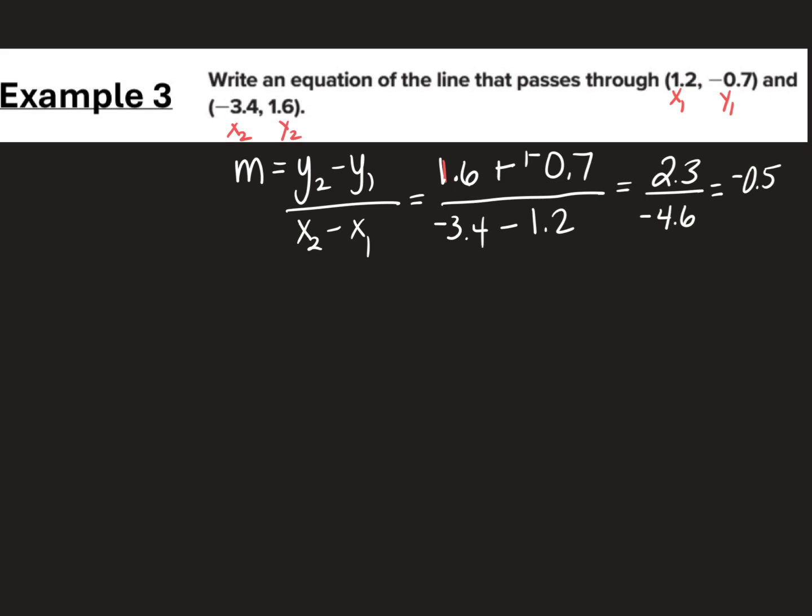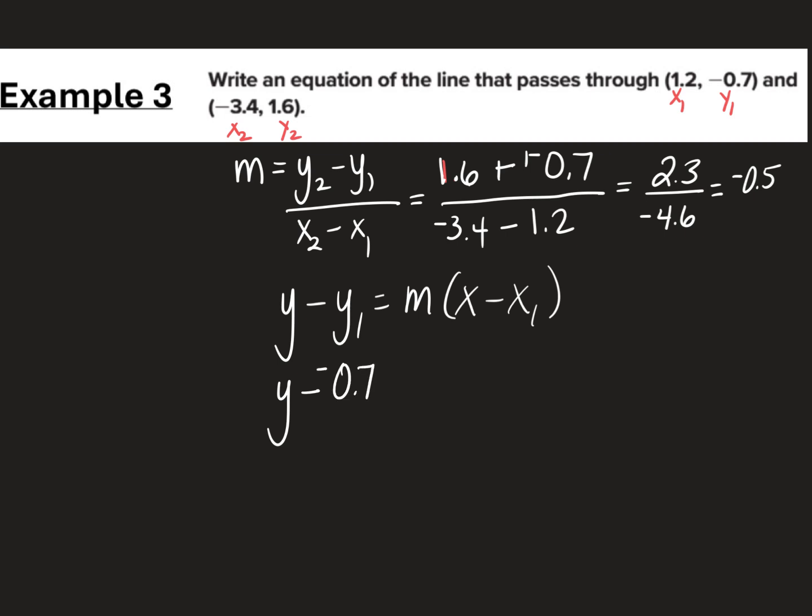I'm going to look at my 2 given ordered pairs. Are either of them my y-intercept? And no, they are not. I do not have 0 in the x. So I'm going to use point-slope form. y minus y1 equals m times x minus x1. I'm going to fill in what I know. y minus y1 is -0.7 equals m, which is -0.5, times x minus 1.2.